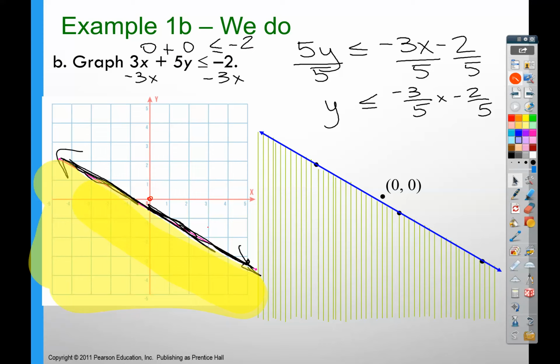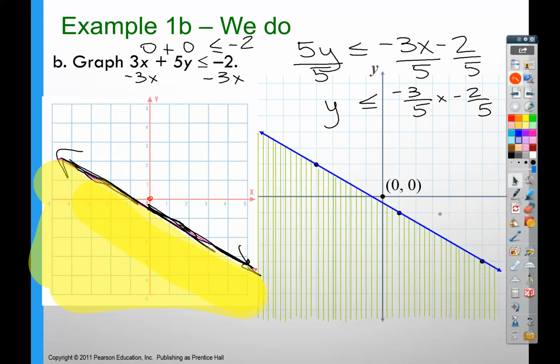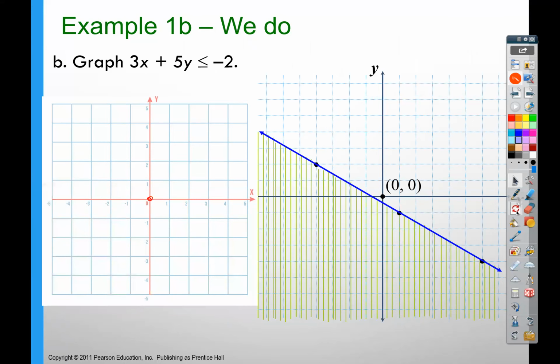So the line itself is called your boundary line. And the half plane, so I have a half plane that's shaded and a half plane that is not. So that's kind of the vocabulary that goes along with this.